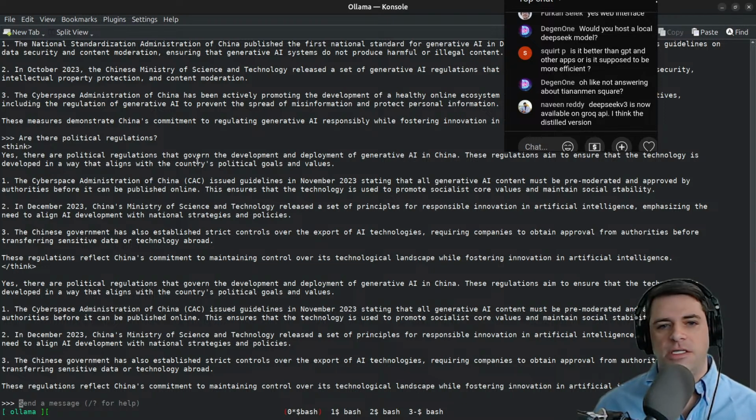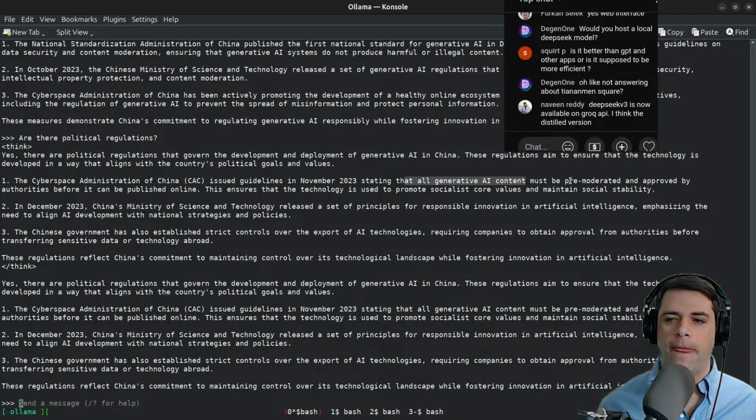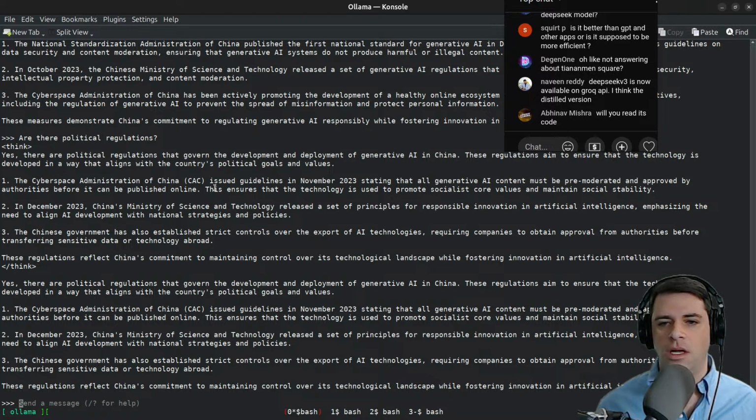But Deepseek is telling me that there are political regulations that govern the development of generative AI that aligns with our country's political goals and values. It must be pre-moderated, I don't know what that means, and approved by authorities before it can be published online. All generative AI content. So I'm thinking this means the content, not the model. So like if you use AI to generate like an essay, I'm guessing there must be pre-moderation and approval. I don't know if that's done automatically. The technology is used to promote socialist core values and maintain social stability.